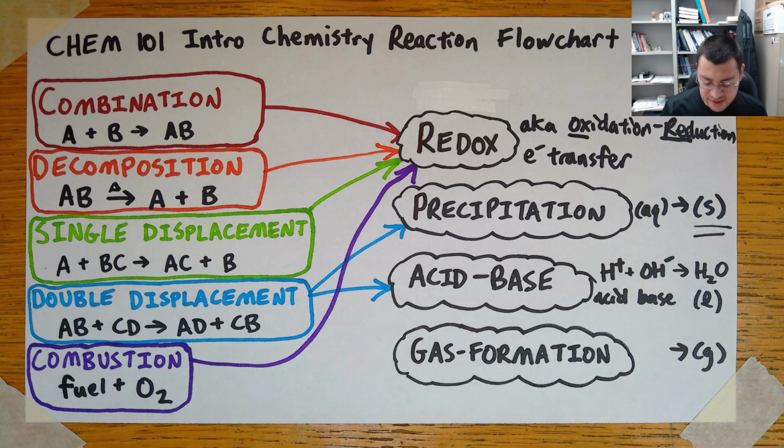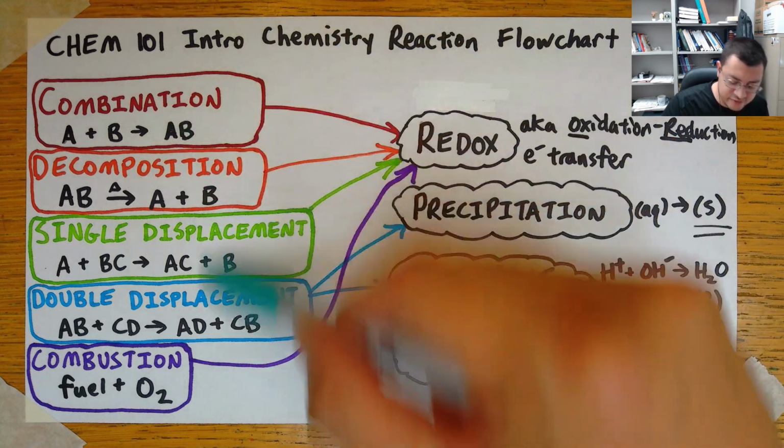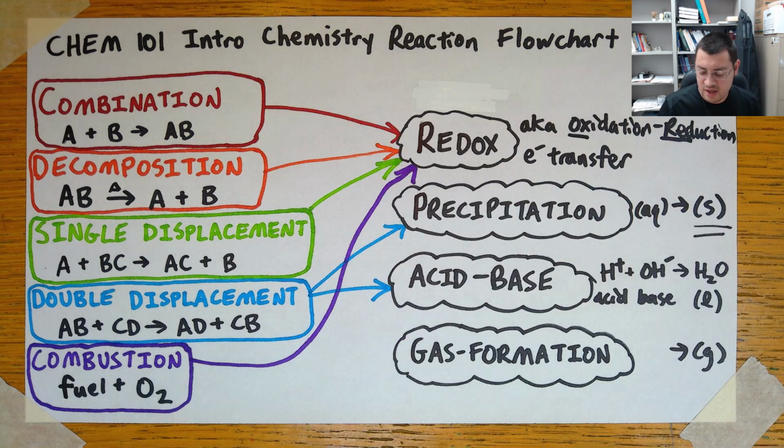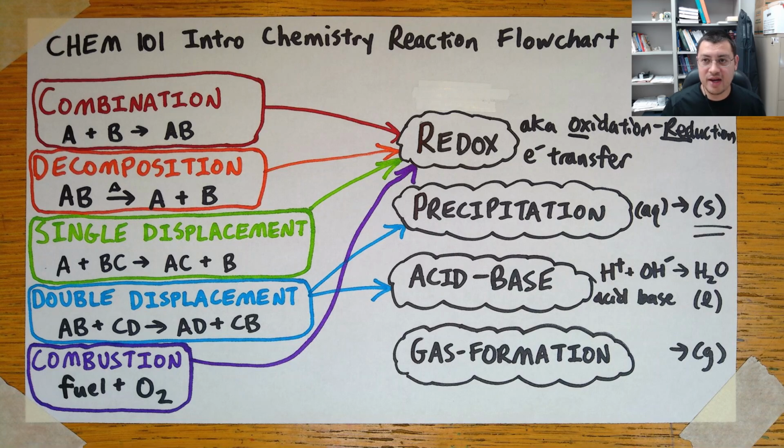Lastly, we have gas formation. Gas formation reactions, I don't have a bunch of arrows pointing at it because any of these 5 could be a gas formation reaction. You just look for gas on the product side, and if you're in the lab, you would just see bubbles being made, and that's how you know you made a gas.